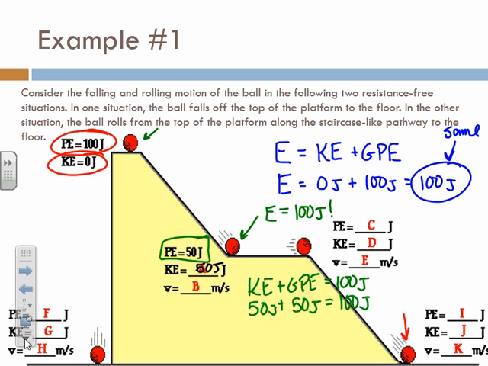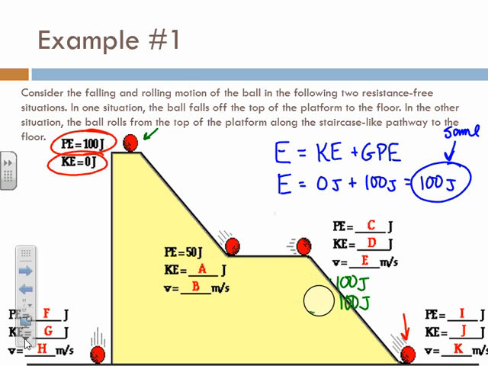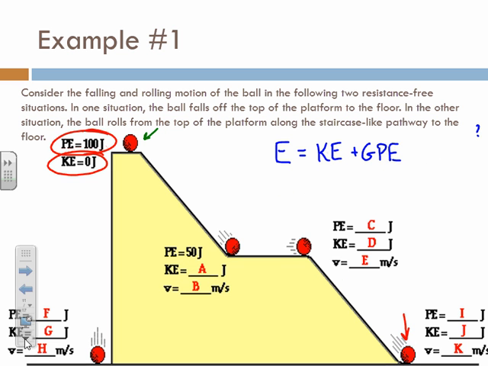So that's the basics. We just need to keep the total the same. That's what conservative forces do when they do work. They keep the total the same. And so we're just looking at that total energy, E, KE, GPE. When we add these two up, what's our total energy each time?